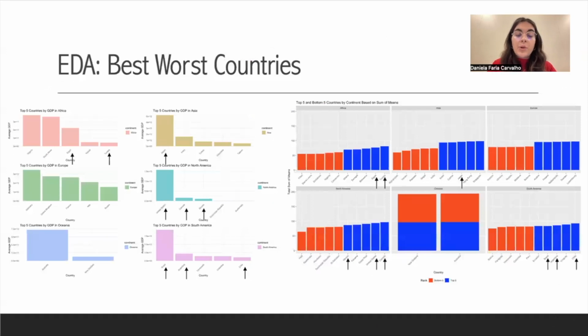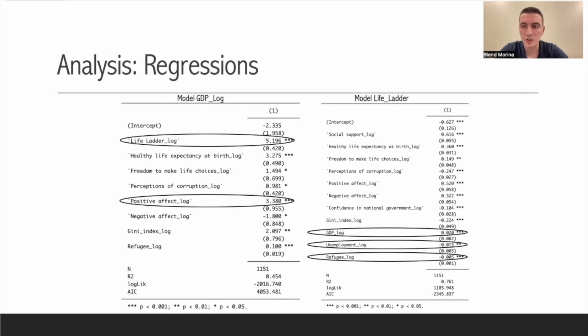We also wanted to compare the top countries for every continent by GDP to the ranking of every continent for the well-being variables. As you can see, the countries that show a higher GDP per continent are also really well ranked on the well-being variables. However, there are also some countries that show the total opposite pattern. And what we can conclude is that the relationship between the GDP and the well-being variables can sometimes be ambiguous.